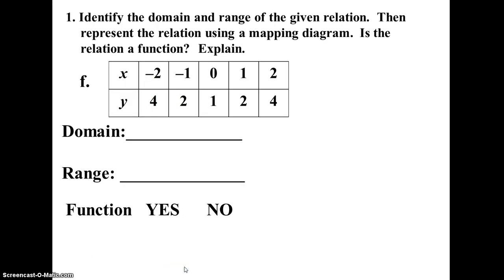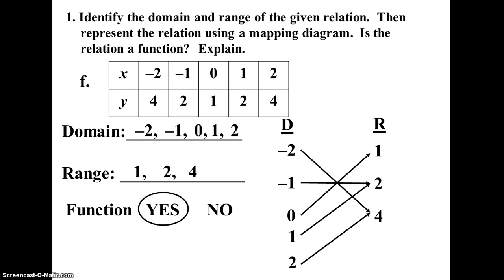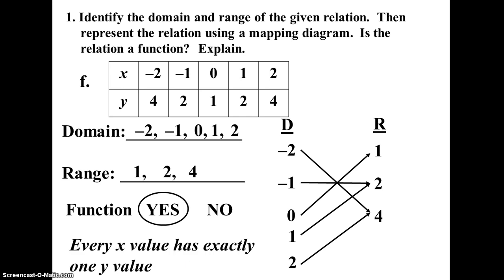Okay, let's see what you have for this one. Again, nicely ordered for us. For the domain anyway. So when we do our mapping diagram, let's see if we have only one arrow coming out of each x value, and it looks like we do. Yes, this is a function. Each input has only one output.